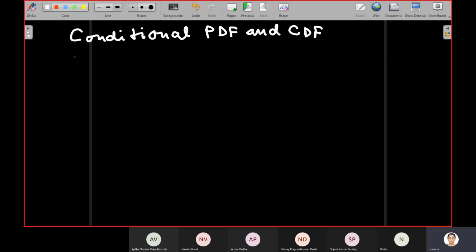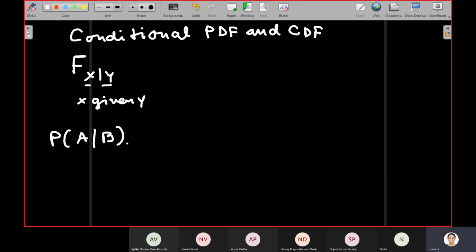So what is the conditional CDF? The conditional CDF has this notation: X given Y. In case of conditional probability, we saw A given B, right? Similarly, here also we have X given Y, and then in the argument also we write x given y, and this is actually the probability that X is less than small x given Y is equal to small y.